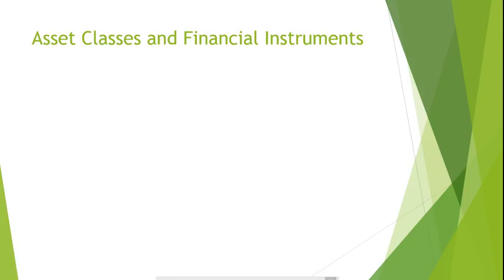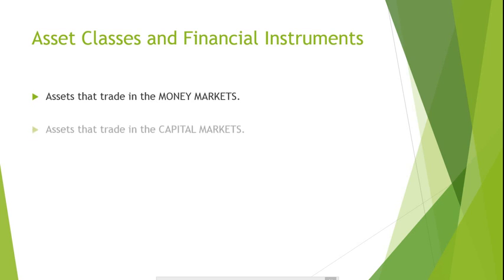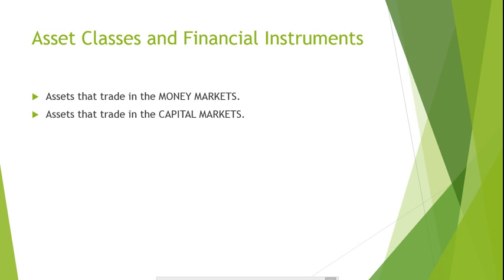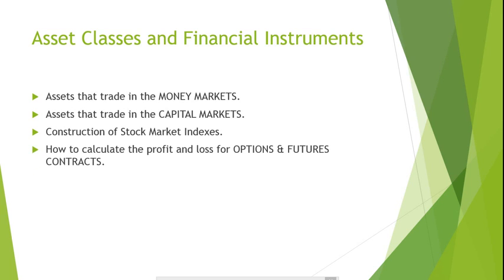In this lesson, we'll cover the different asset classes and the financial instruments that trade in them. We'll go into detail describing the distinctions between major assets that trade in the money markets and in the capital markets, the construction of the stock market indexes, and we'll show you how to calculate the profit and loss for options and future contracts.